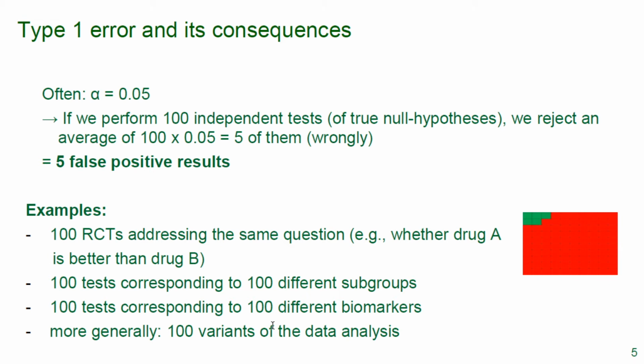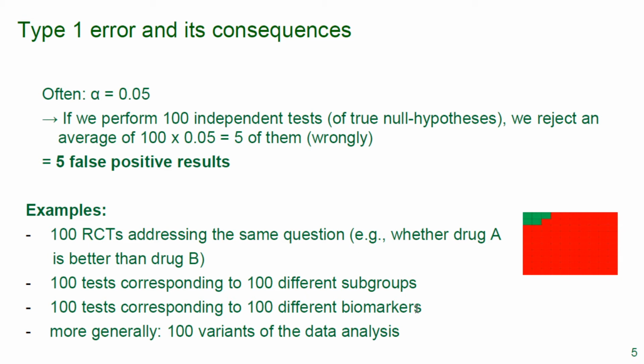There are many situations where we perform several tests simultaneously. Just think of the situation where we repeat the statistical test in different subgroups of patients, or when we do tests for different biomarkers, when we test their association with a clinical outcome of interest, and we do that for 100 biomarkers. These are also 100 tests. Or more generally, think of the situation where one tries different variants of the data analysis. So one also does different statistical tests at the end.